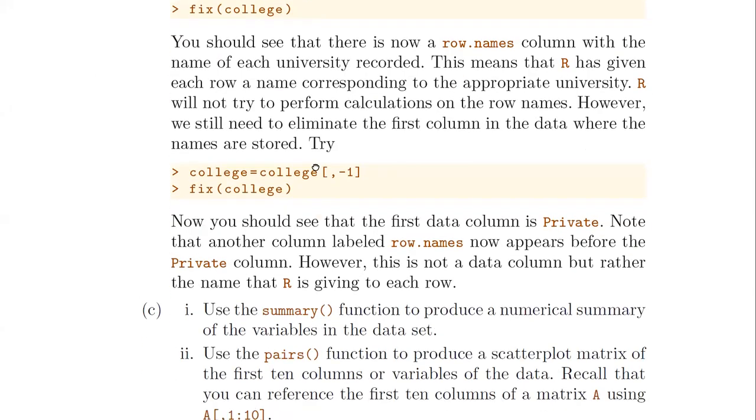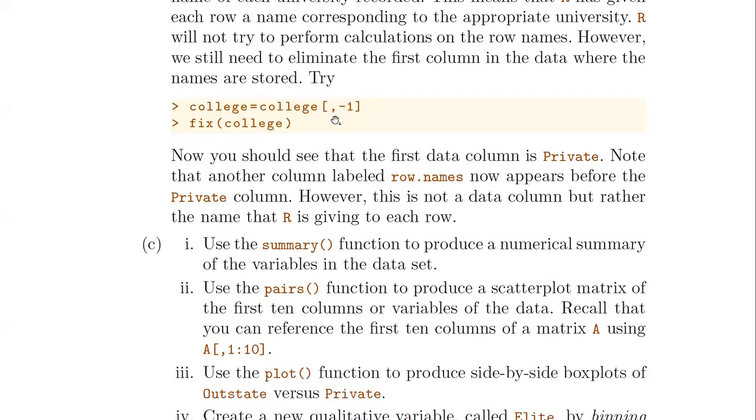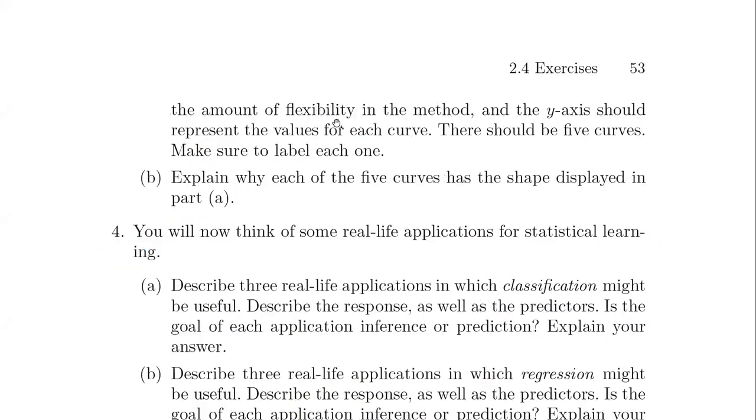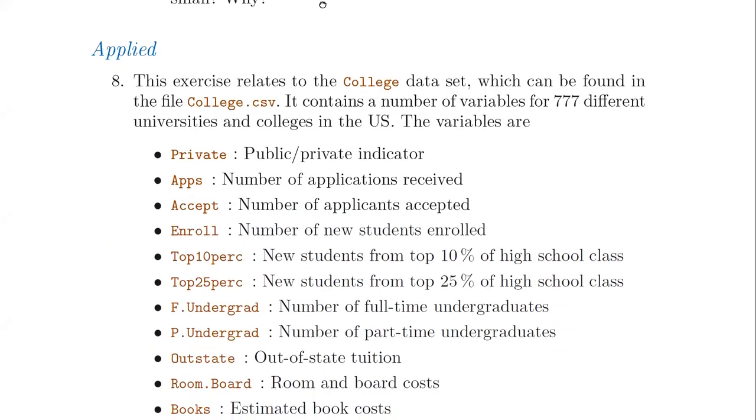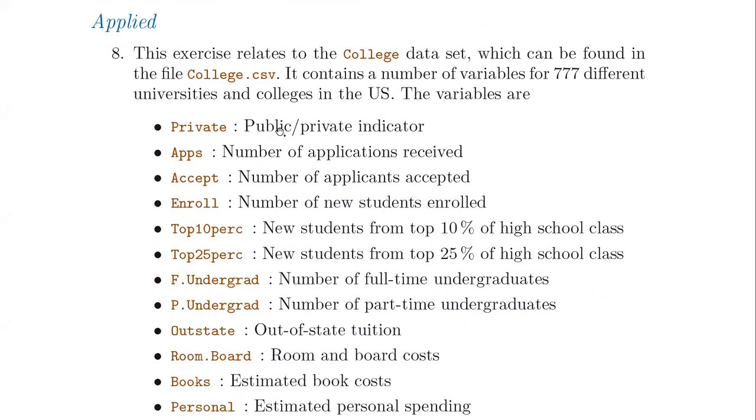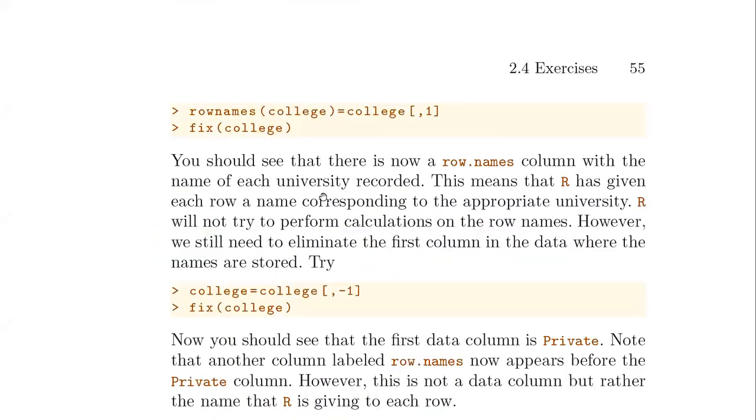Not necessarily. Look, so we're going to exclude the first column, for instance, over here. That would be a case of excluding the private variable, whether a college is public or private.